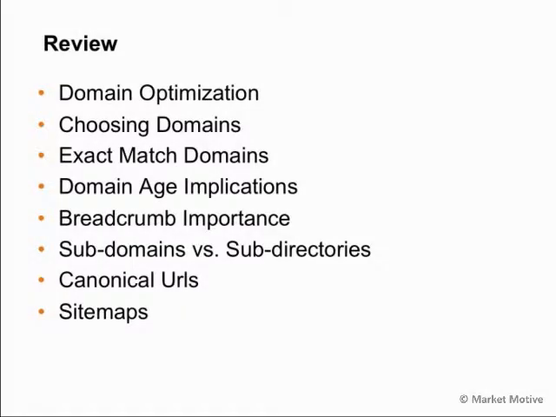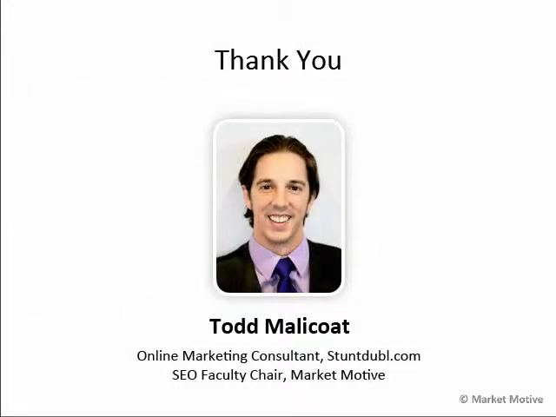So we covered a lot of information in the domain dimension. We looked at optimizing the domain, choosing domains, exact match implications, domain age implications, why breadcrumbs are important to your domain, why we probably want to use subdirectories over subdomains, and how valuable they are and how they're seen by the search engines. We looked at canonicalizing our URLs and leading the search spiders around in our sitemap and how to set up and optimize those sitemaps. In the next section, we're going to look at the other dimension of SEO and duplicate content and some other aspects to best practices and fundamentals for search engine optimization.